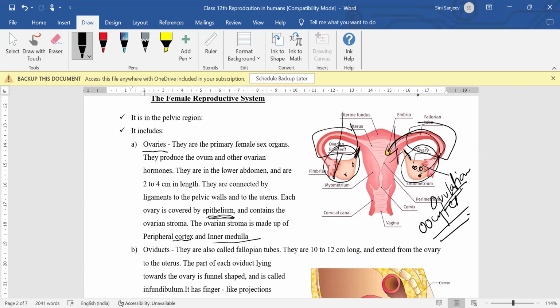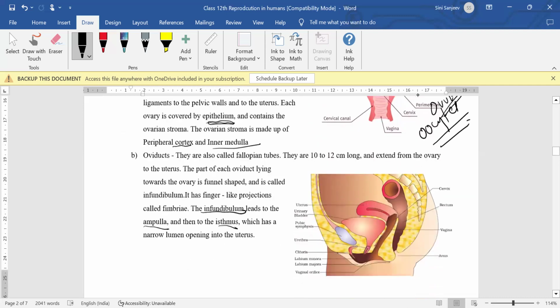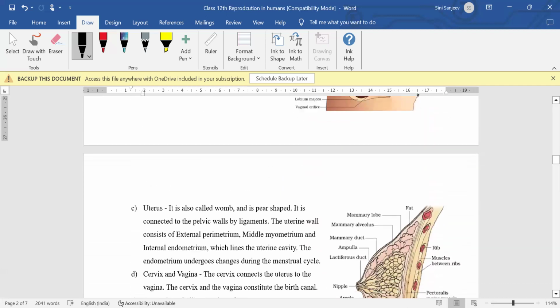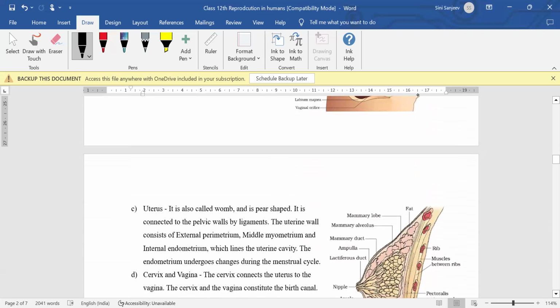Usually the fertilization takes place over here, which is called the ampulla. In the ampulla region only, the sperm is going to fuse with the egg and fertilize it. So the area in the fallopian tube where fertilization takes place is the ampulla. Okay. Then the next important part of the female reproductive system is the uterus.